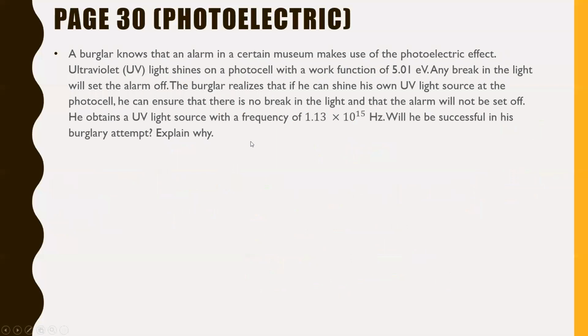I really like this question, so I threw it in here. I'll read it to you real quick. A burglar knows an alarm in a certain museum makes use of the photoelectric effect. Ultraviolet (UV) light shines on a photocell with a work function of 5.01 electron volts. Any break in the light will set the alarm off.